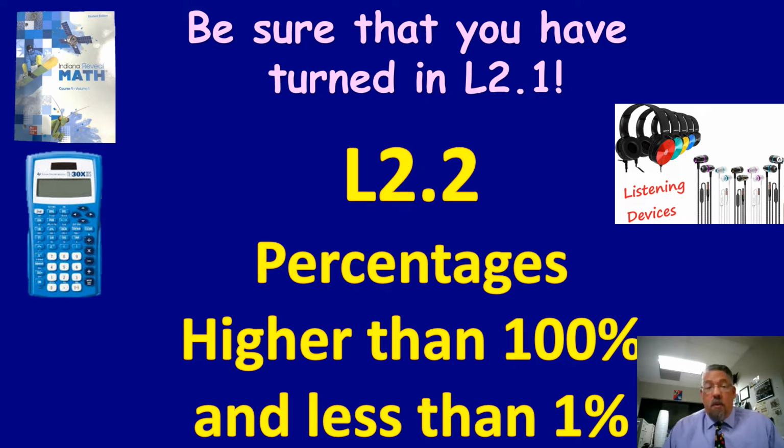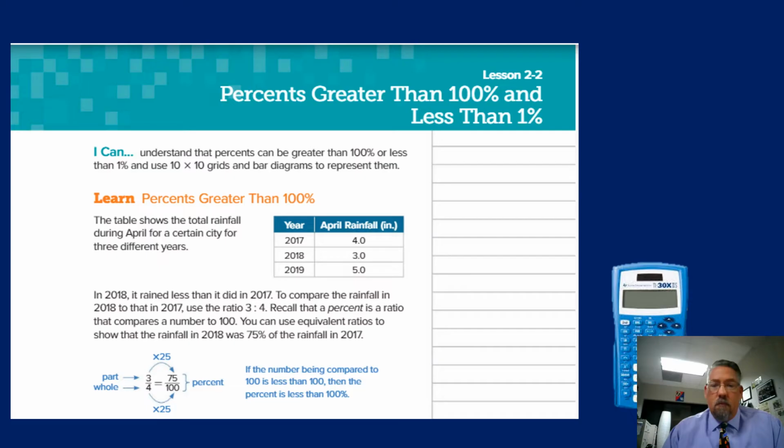So let's continue on with our unit on percentages. In lesson 2, we're going to be looking at how we talked about percentages being out of 100% in lesson 1, but now we're going to talk about how it could be more than 100%, it could be less than 100%, depending on the numbers that we're given.